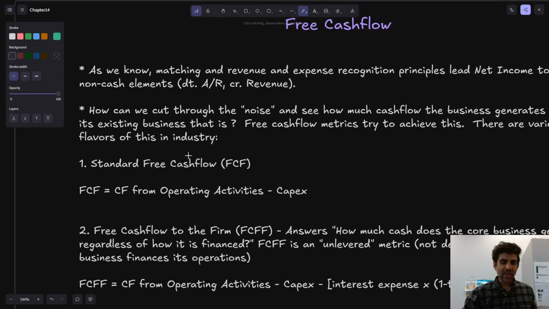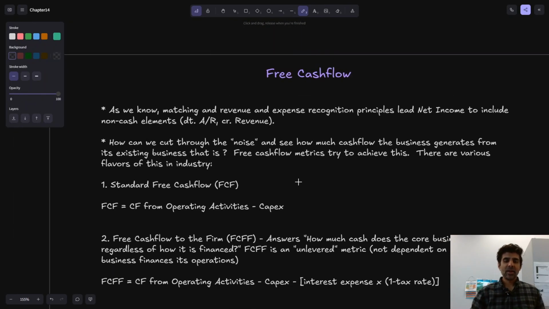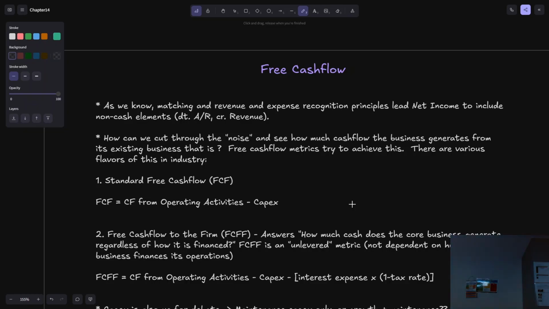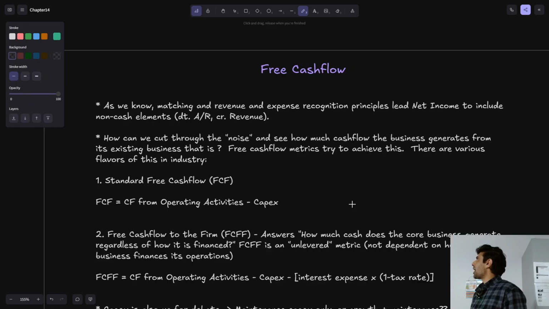Okay, so free cash flow. This is a very used metric in business analysis, because investors really, in the end, how much cash the company's bringing in is cutting through a lot of nonsense and a lot of the accounting ambiguities.